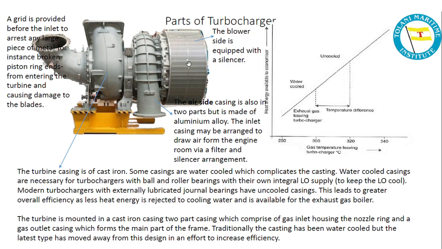Here you have the silencer. The air side casing is also in two parts but is made up of aluminum alloy. The inlet casing may be arranged to draw air from the engine room via a filter and silencer arrangement. Now you see here a grid is provided before the inlet to arrest any large piece of metal or any broken piston ring ends from entering the turbine and causing damage to the blades. The turbine casing is of cast iron.